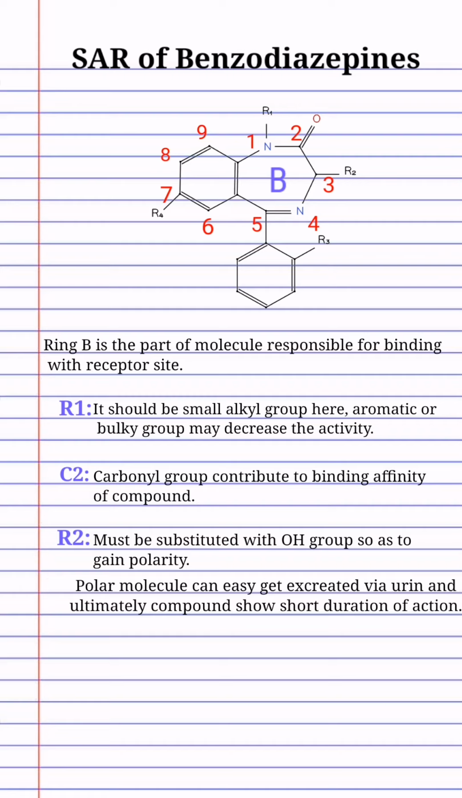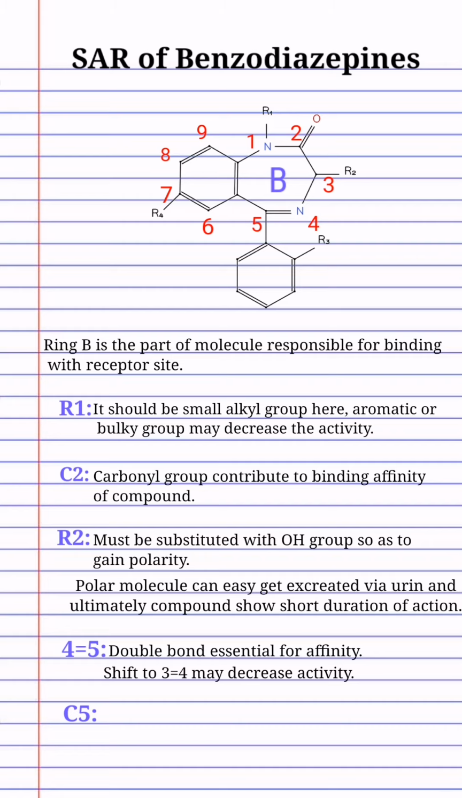There is a double bond between the fifth position and the fourth position. This double bond is very essential for the affinity of the compound towards the receptor site. If this bond is shifted from the 4-5 position to the 3-4 position, then the activity of the compound may suffer.